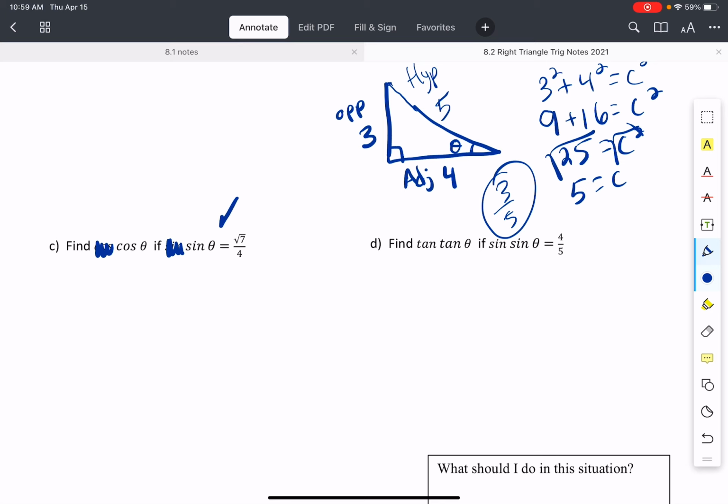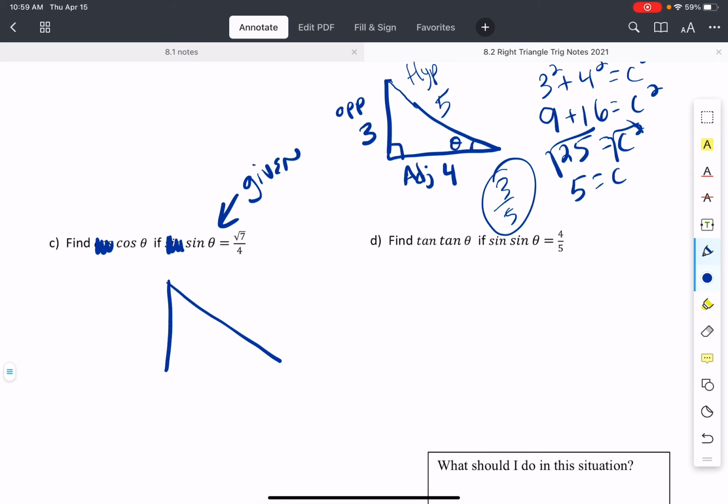Okay, so here's my given. So that's what's going to help me build my triangle. And again, it doesn't matter how you draw your triangle or where you put your theta. So I just always do it the same. So if I put my theta here, then this is my hypotenuse, this is my adjacent, and this is my opposite. Sine fraction is opposite over hypotenuse. So this is my √7, and this is my 4.